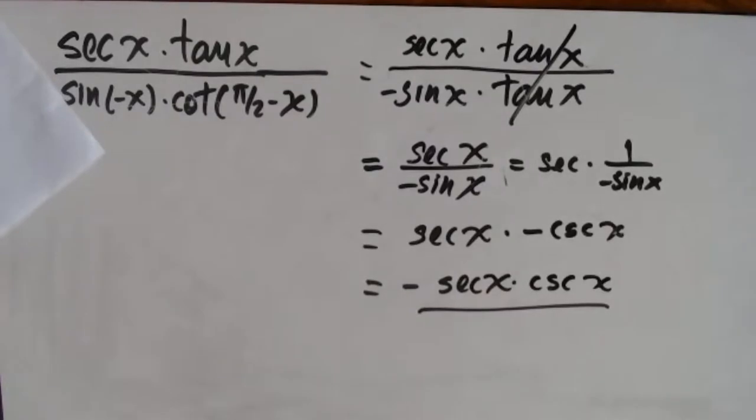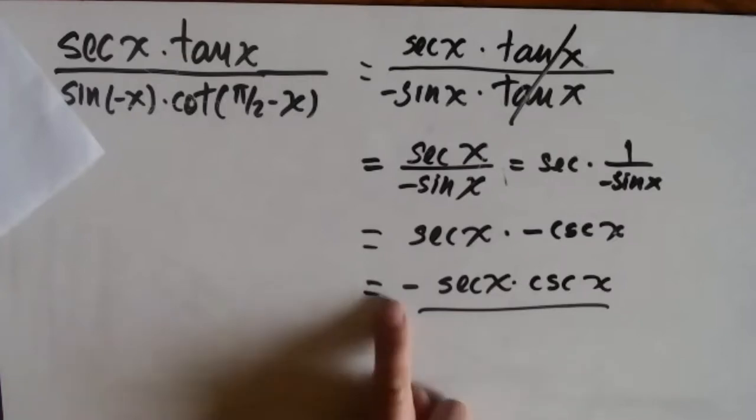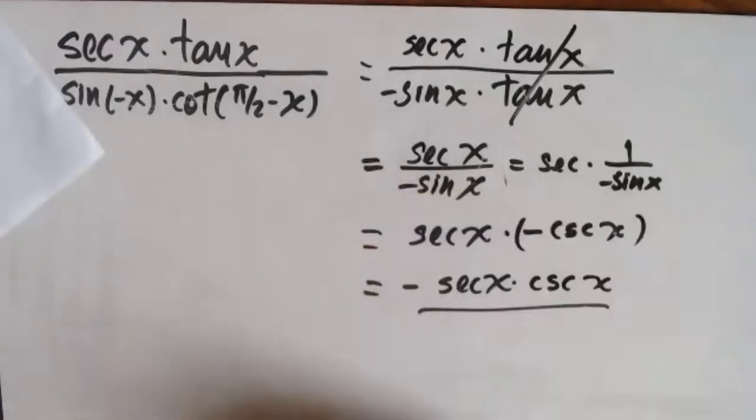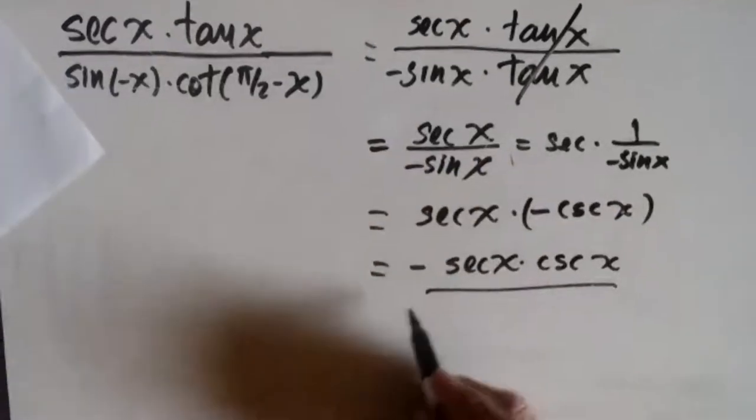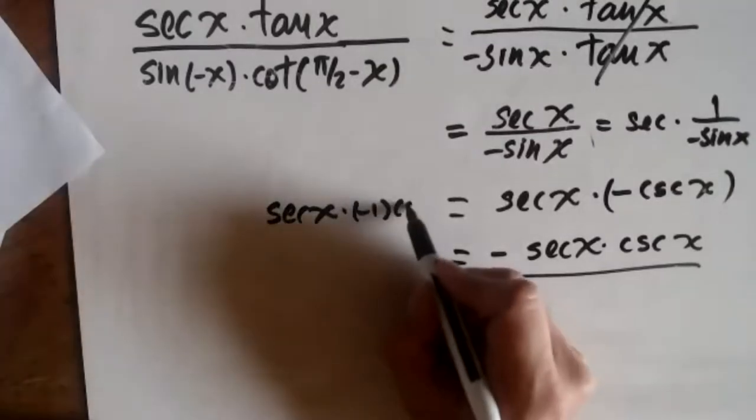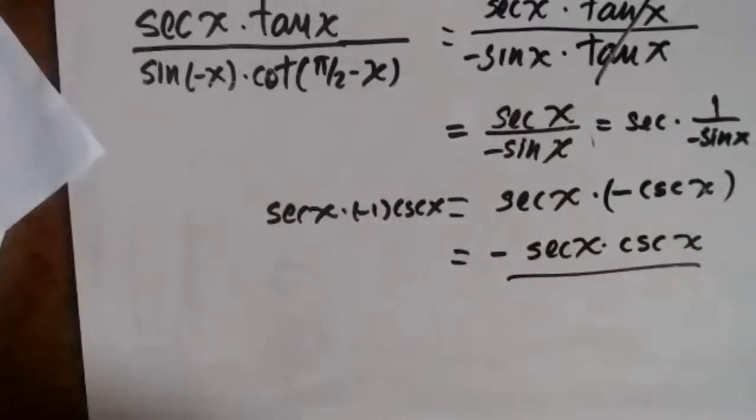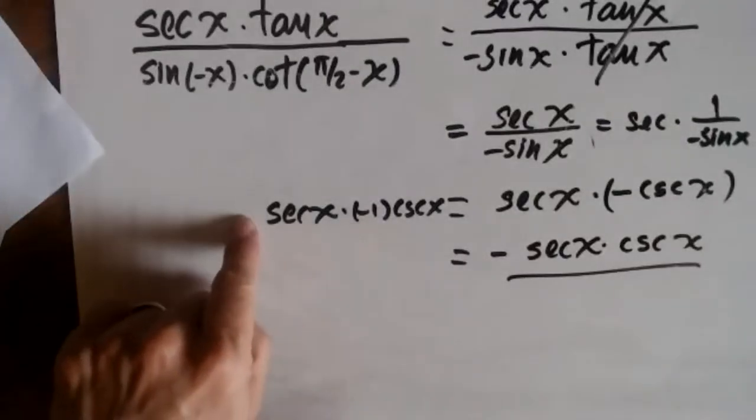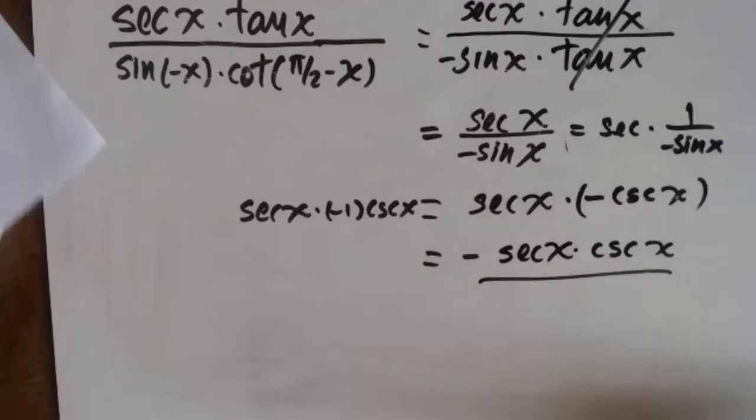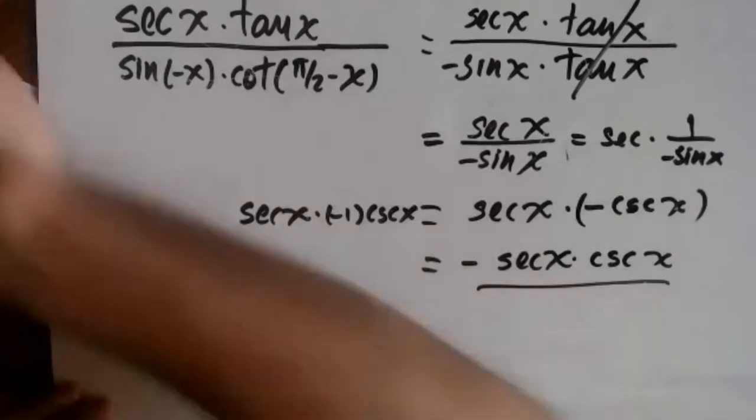That's my answer. Okay. How do you change the negative cosecant to the other side? This one? Yeah. It's very simple because this is a secant, right? Okay. This is like negative 1. This is like secant x times negative 1 cosecant x. Then I put this negative 1 at the front. That's it. Very simple. Okay, no more questions? Okay.